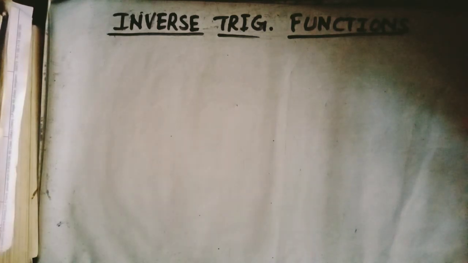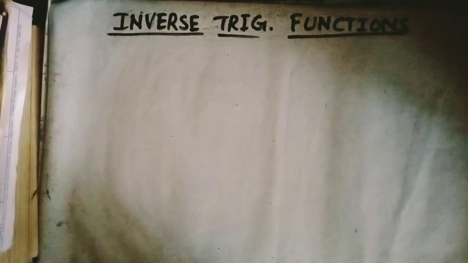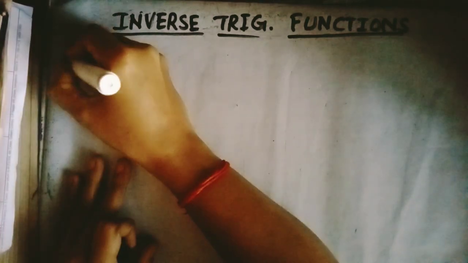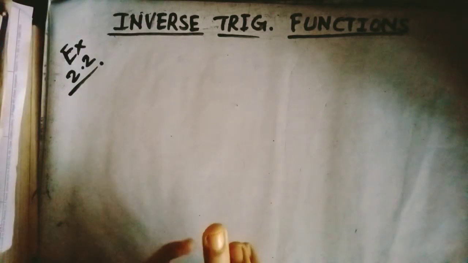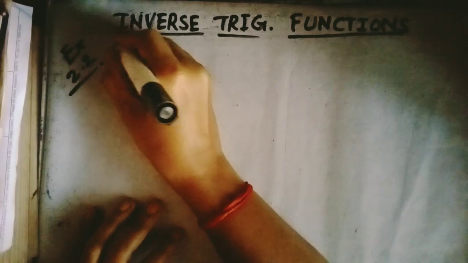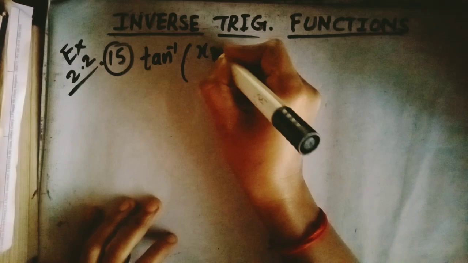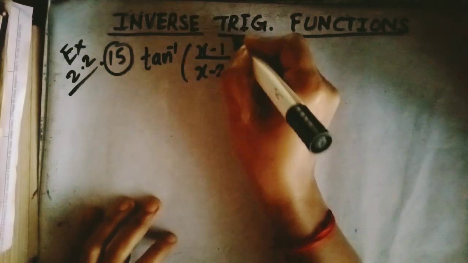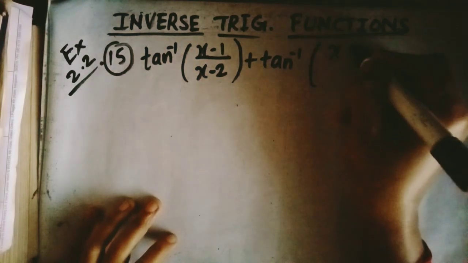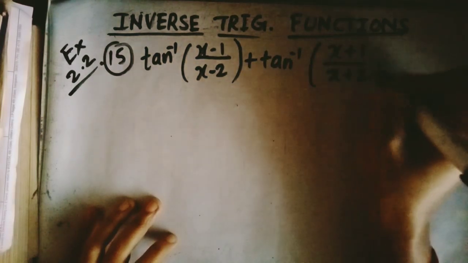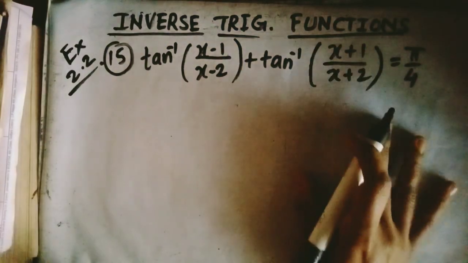Hello students, so we were doing exercise questions. Okay, exercise 2.2. Question number 15. Tan inverse of (x minus 1) upon (x minus 2) plus tan inverse of (x plus 1) upon (x plus 2) equal to pi by 4. Okay, so you have to find the value of x.